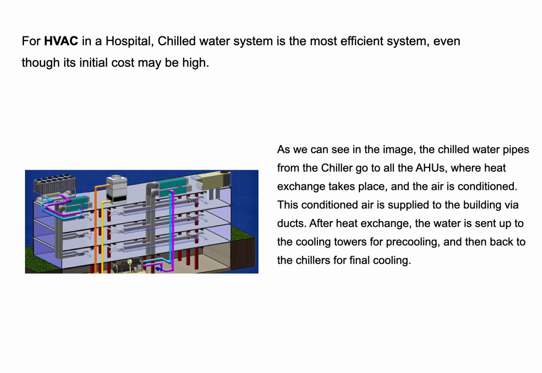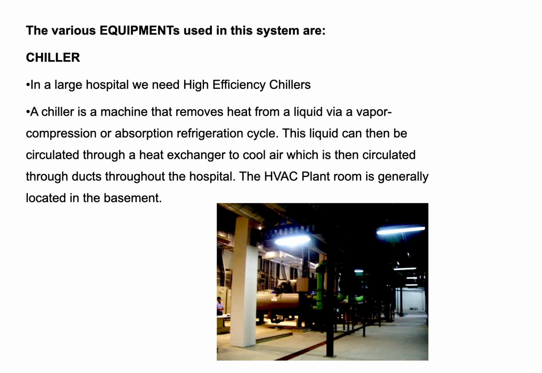The various equipment that are used in the HVAC system are, first of all, a chiller. In a large hospital, we need high efficiency chillers. A chiller is a machine that removes heat from a liquid via a vapor compression or absorption refrigeration cycle. This liquid can then be circulated through a heat exchanger to cool air, which is then circulated through ducts throughout the hospital. The HVAC plant room is generally placed in the basement.